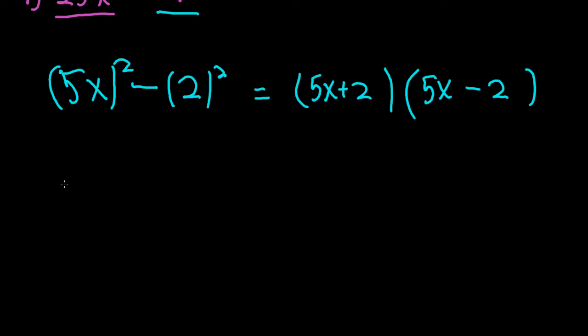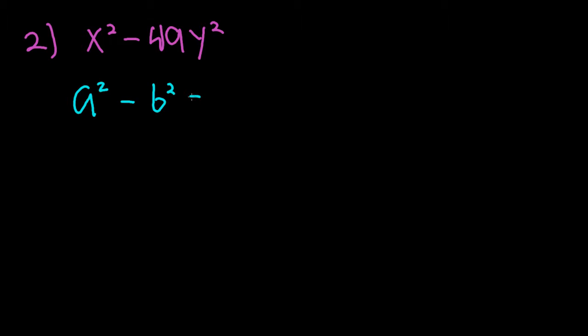If this isn't clear to you, let's do another problem and hopefully we can gain a better understanding. So, our second problem is going to be x squared minus 49y squared. Again, I want to put this in terms of a squared minus b squared so that I can plug it into our original formula.